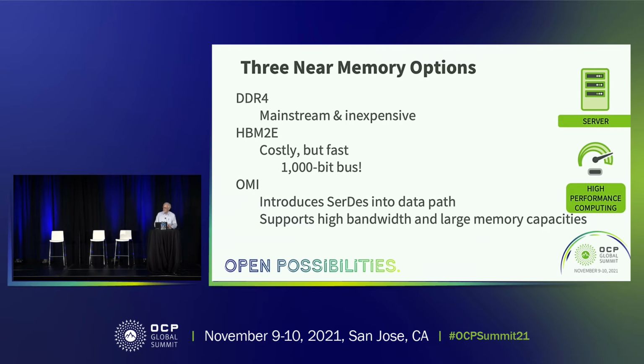DDR4 is the current mainstream memory, and that makes it inexpensive. HBM, high bandwidth memory, costs significantly more, but its 1,000-bit bus boosts bandwidth enormously. OMI, this Open Memory Interface, is new. It's based upon standard DDR DRAM chips, and it provides very large memories at speeds that can rival high bandwidth memory.